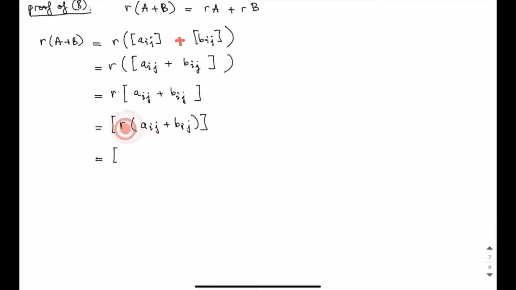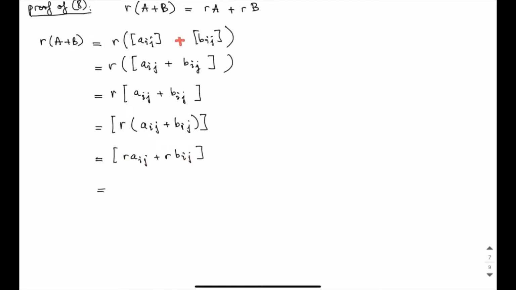But this means we are going to multiply the real number R with the sum of two real numbers. And we know if we multiply a number to the sum of two numbers, we can distribute it, right? So we are going to have R times Aij plus R times Bij. So now this is what is happening inside a matrix at every entry.